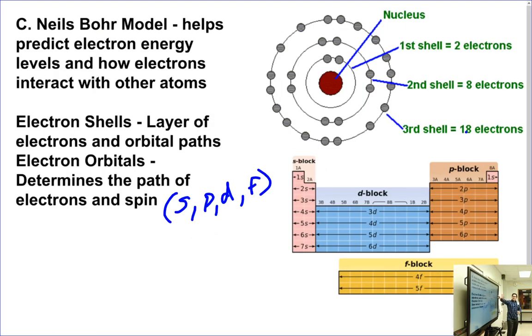So the first shell only holds 2 electrons because it's really close to the atom. All right. When you go to the second shell, there's more space, so you can shove in 8 in total. Follow me there? The third shell has a lot more space, and you can shove 18 in total. Follow me there? Here's what I want you to understand: the further you get away from the nucleus, the more electrons you can shove in there.